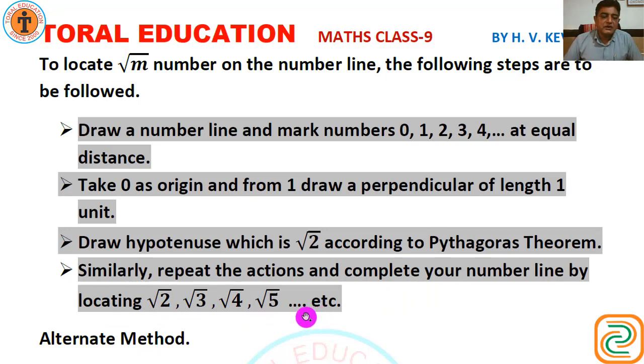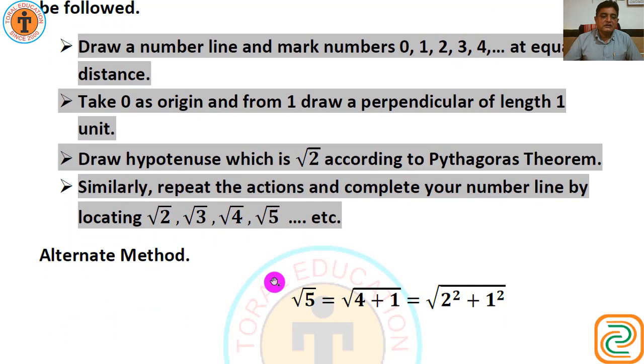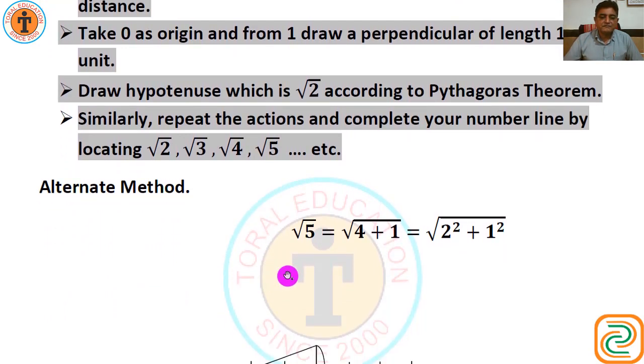But we have an alternate method to show the numbers on the number line. Look, root 5. Root 5 means root of 4 plus 1. 4 plus 1 is 5. Take perfect squares only. 4 is a perfect square, 1 is a perfect square. Don't take 2 plus 3, which is also 5. Only perfect squares. 4 means square of 2, and 1 means square of 1.